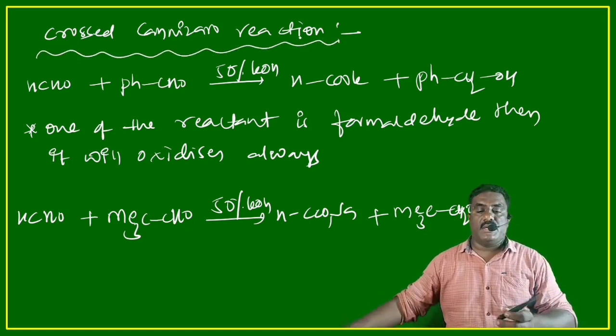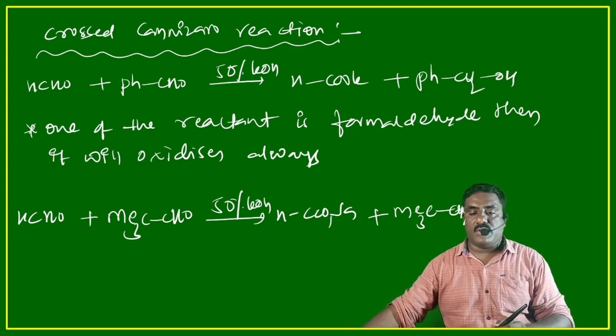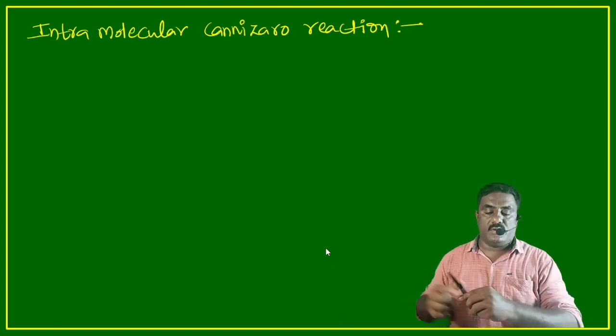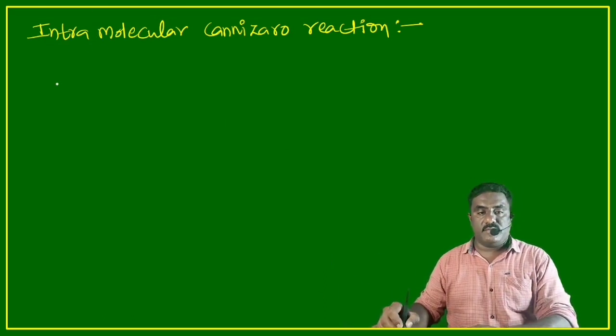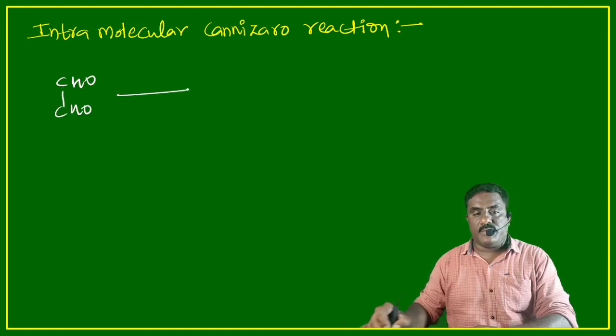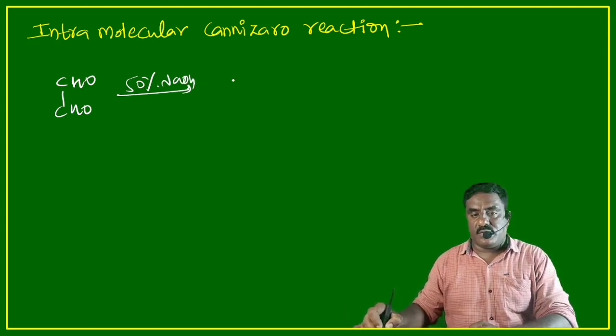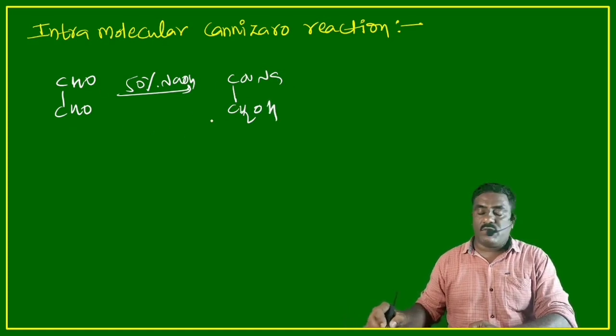Have a look at the intramolecular Cannizzaro reaction. Let's see OHC-CHO in the presence of 50% sodium hydroxide, concentrated sodium hydroxide. It is converted to the salt of a carboxylic acid, COONa, and an alcohol, CH2OH. One is oxidized, the other one is reduced.